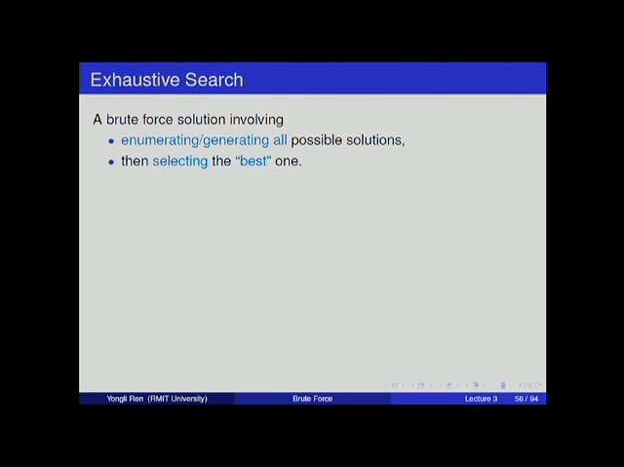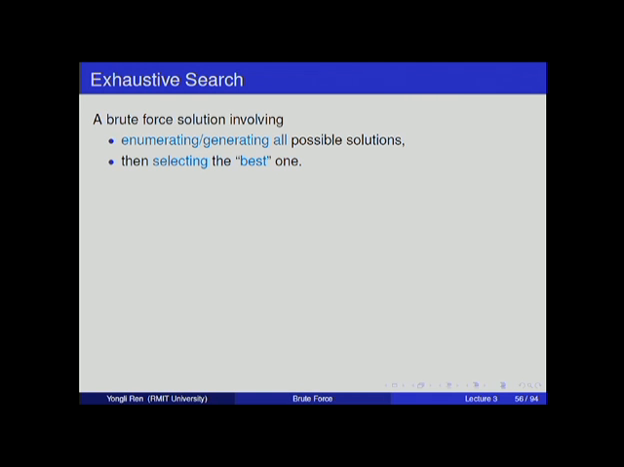So now we get exhaustive search. Exhaustive search is something like that. So we do the sorting and we do the searching. And here, for some of the problems, we do need to use exhaustive search. That means we basically need to enumerate and generate all the possible solutions and select the best one.